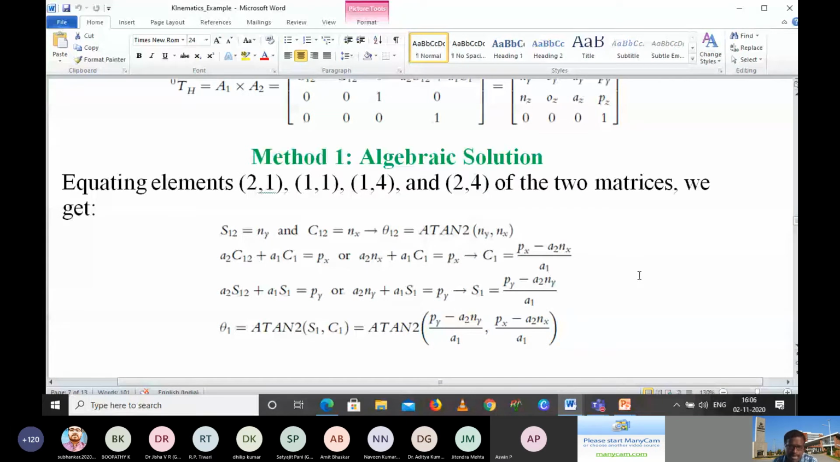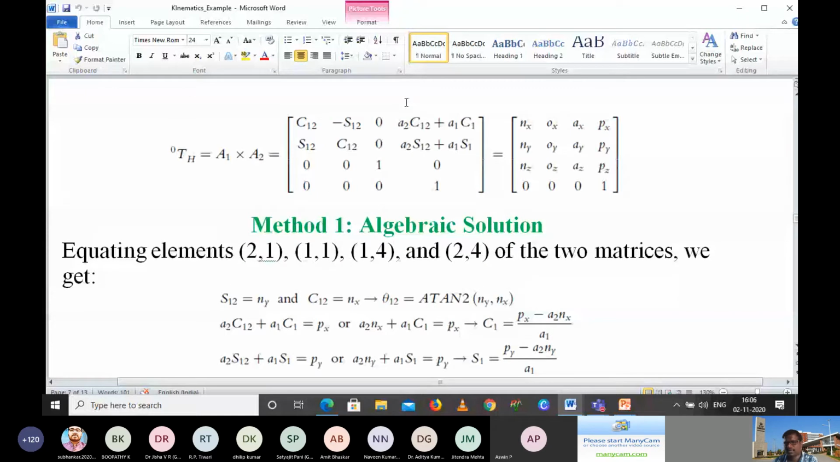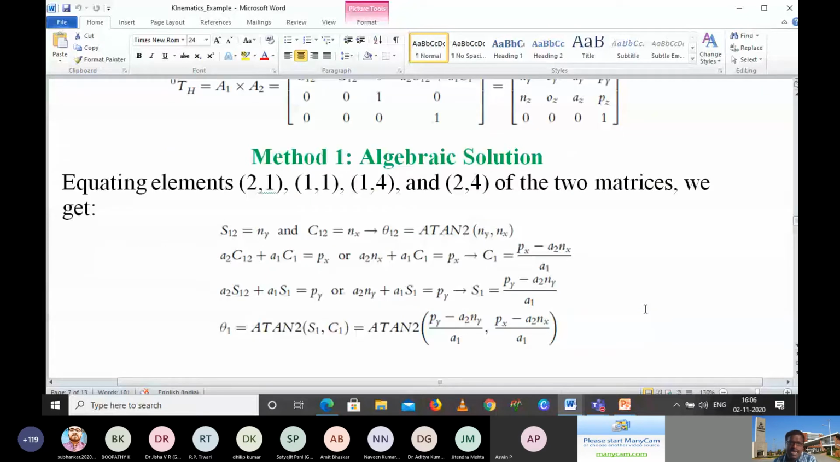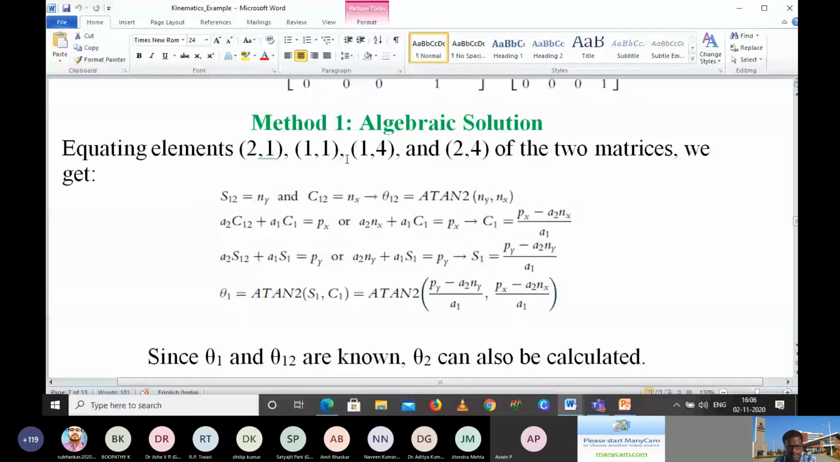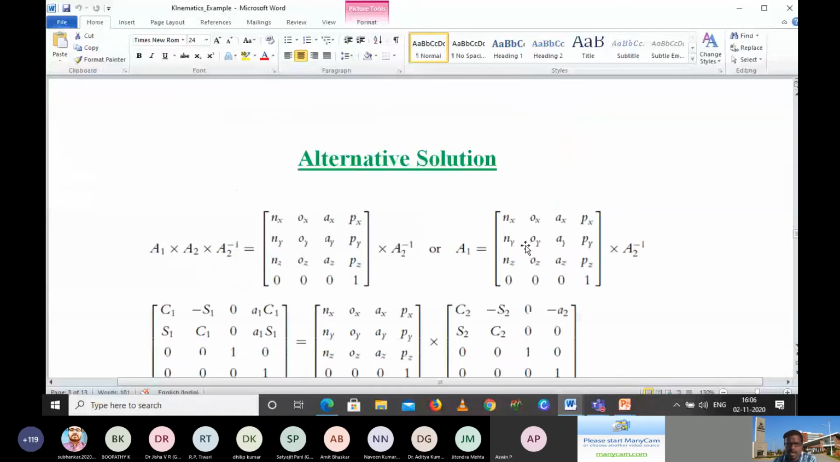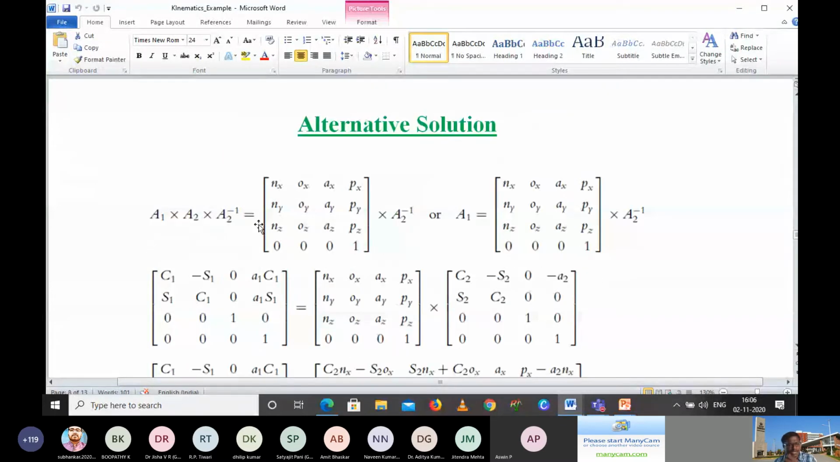Again, I'll repeat. After calculating the transformation matrix, you know how the final transformation matrix will look. These matrix parameters you can relate and then calculate the unknown values of theta 1 and theta 2. This is the algebraic solution. Another method is the alternative solution. What does that mean? Here you have to multiply by the inverse matrix of whatever we have calculated. For example, you know A1 and A2 in these equations. This is the answer.